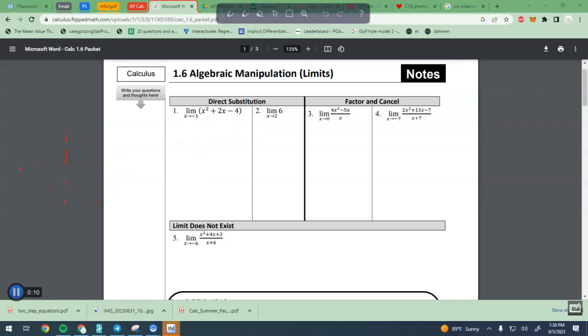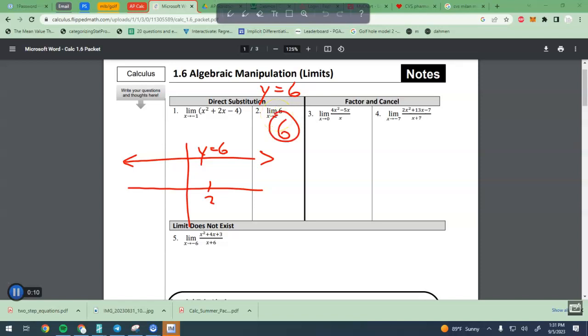Number 2, people get a little freaked out because you're like, where do I plug in? So 2 goes in place of x, but there is no x, so the 2 has literally no impact. That's like saying y equals 6. Like, what's the limit of y equals 6, which is a horizontal line, when x is 2? So when x is 2, what's the y value you're approaching? 6, right? And there is no x to plug into. Literally, no matter what you plugged in, you're going to get 6.